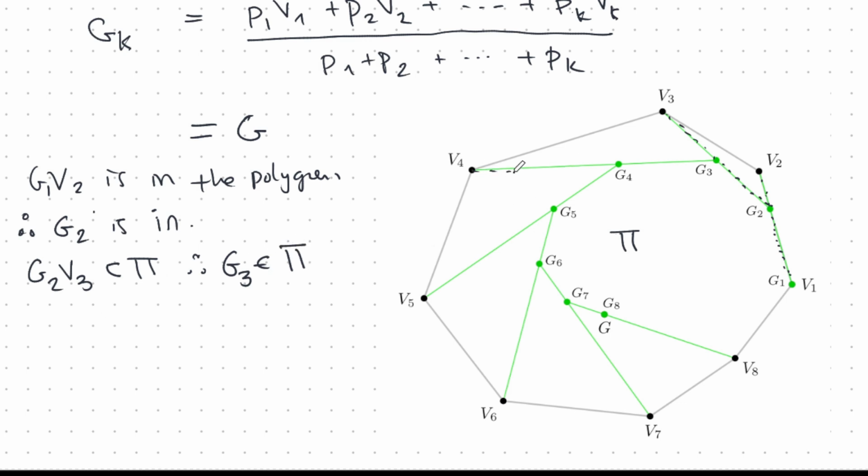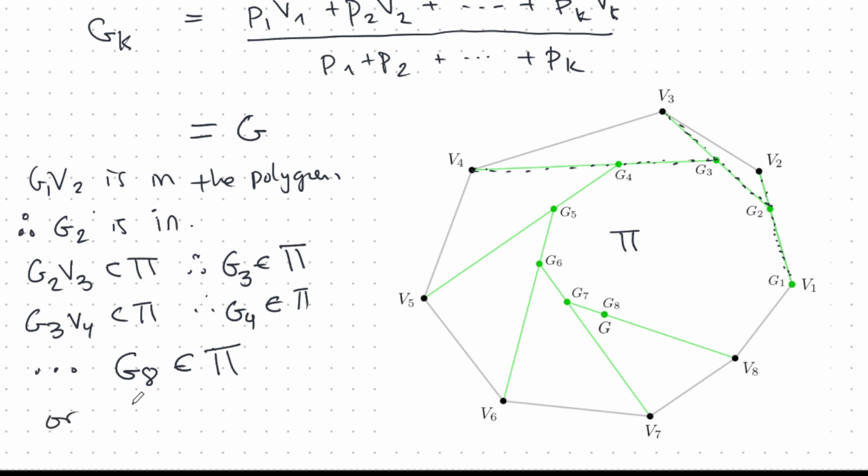Okay, and we continue here. All of these points, because this is a convex polygon, all of these points must be in pi. So G3, V4 is inside pi. So therefore, G4 is inside pi. And we continue this until we know G8 is inside pi. Or, in fact, if I had put more vertices, we'll just say GK is inside pi.